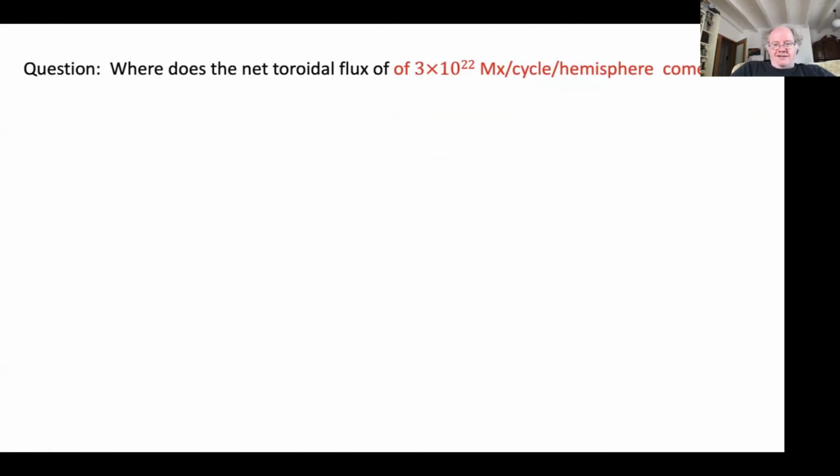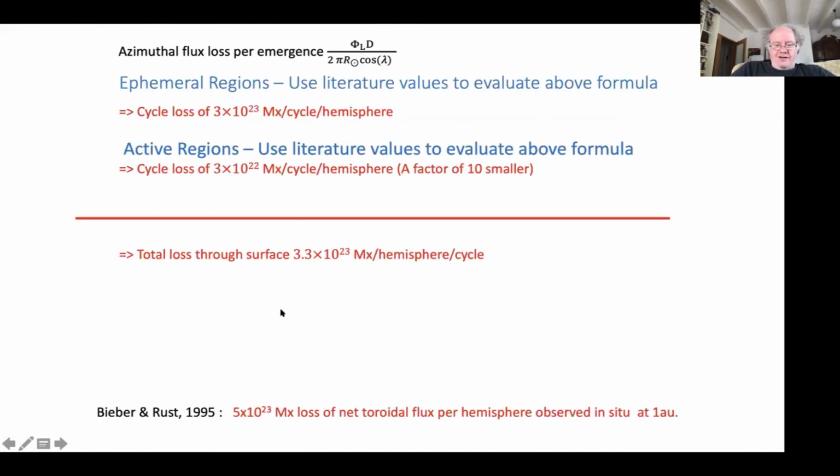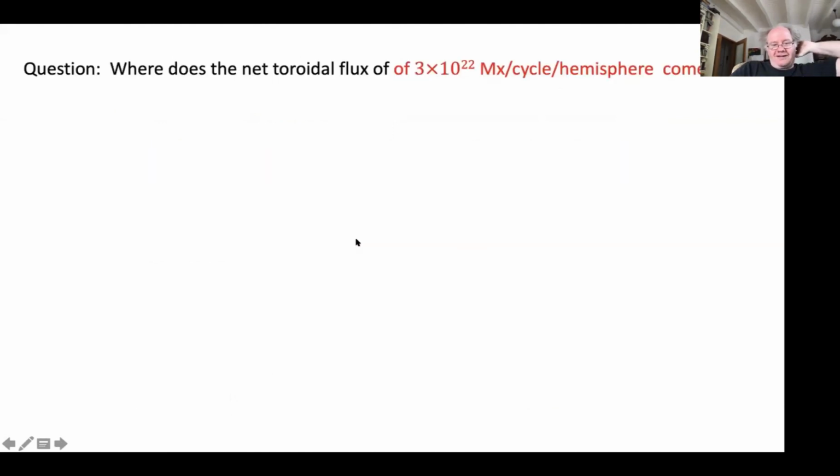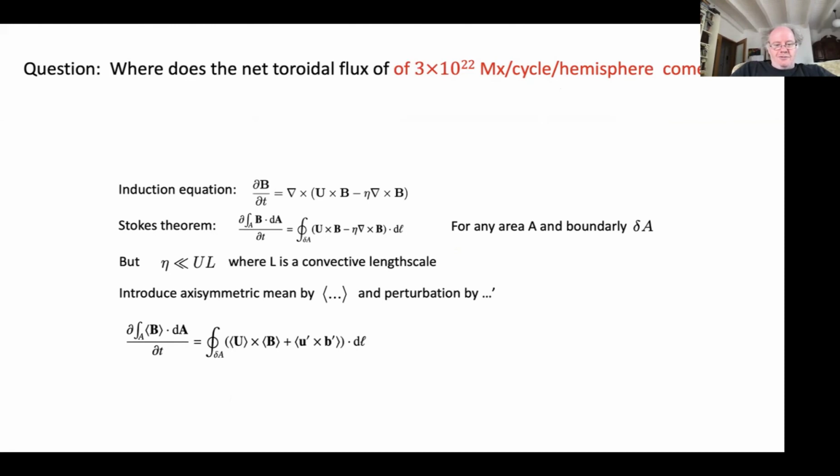So now the next question is, where does this value of 3 times 10^23 Maxwells per hemisphere come from? So 3.3 or 5 times 10^23, somewhere in this range. Where is all that toroidal flux coming from? To answer that question, I finally have to get to the induction equation. This is the induction equation. It tells you the change in time of the magnetic field depends upon the velocity and the diffusivity. And it's a linear equation, provided u and of course η are fixed.